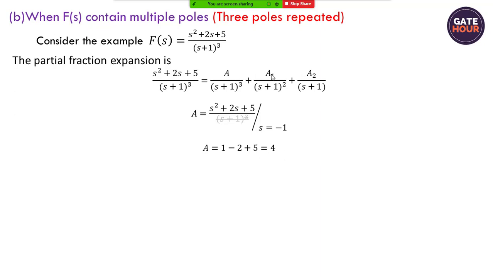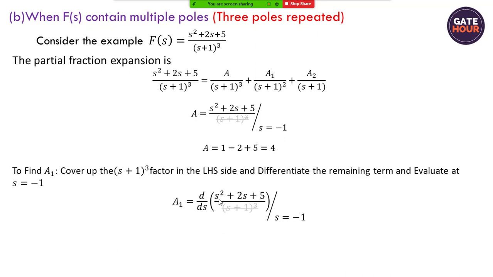Now we want to find a1. For a1 we already know that we have to cover this term and differentiate the remaining one. If we differentiate s square plus 2s plus 5, we get 2s plus 2.